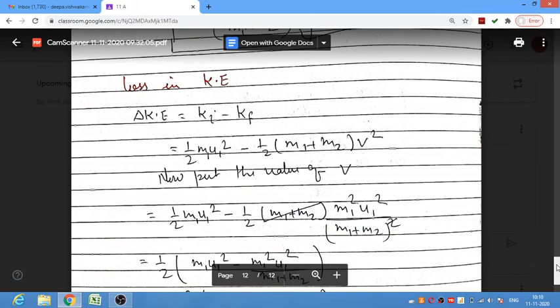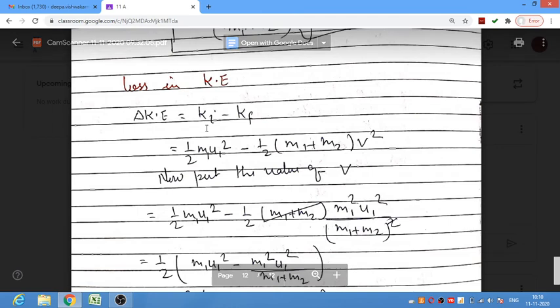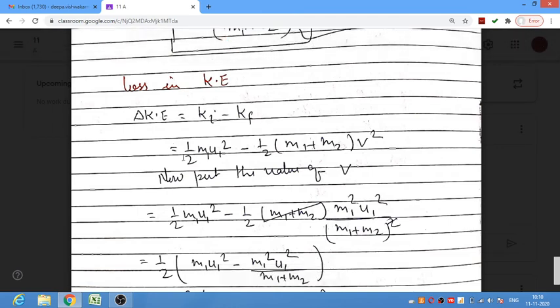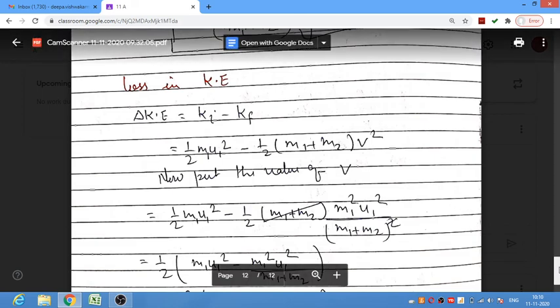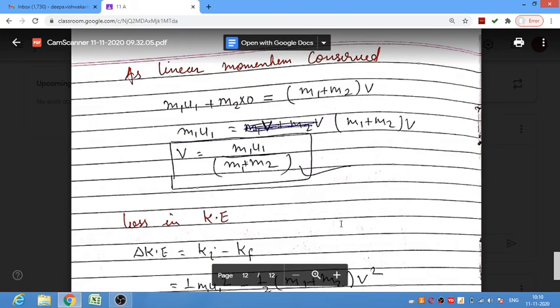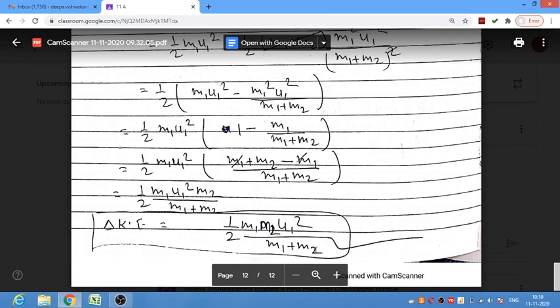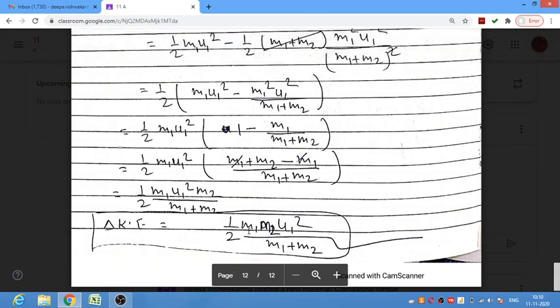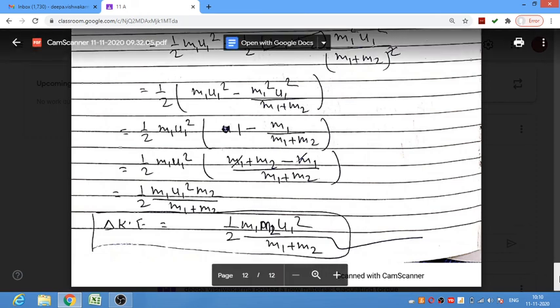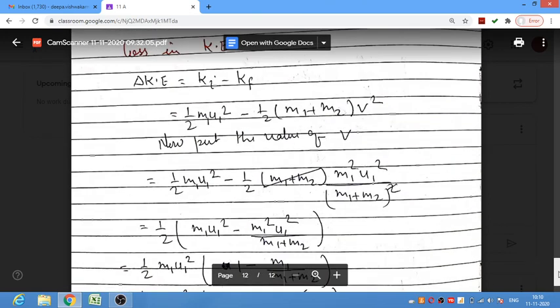Now the loss in kinetic energy. The kinetic energy loss will be equal to the initial kinetic energy minus the final kinetic energy. So we can write half m1 u1 square minus half m1 plus m2 v square. Now put in the value of v we have calculated, m1 u1 divided by m1 plus m2. After putting the value, we have the final expression for the loss in kinetic energy: half m1 m2 u1 square divided by m1 plus m2.